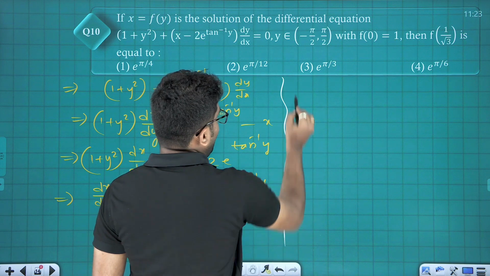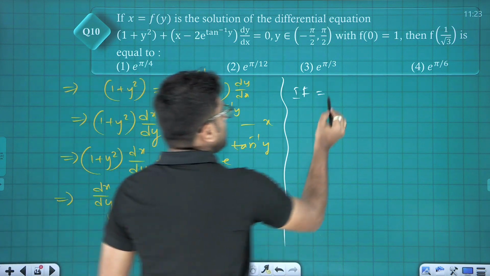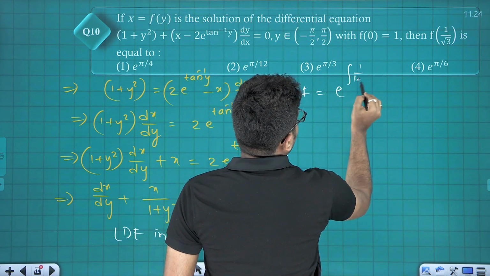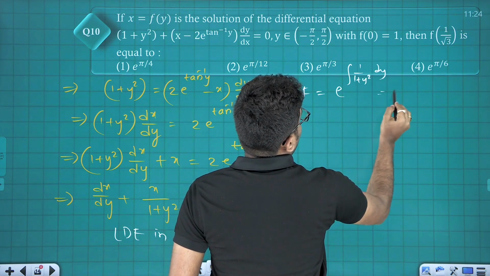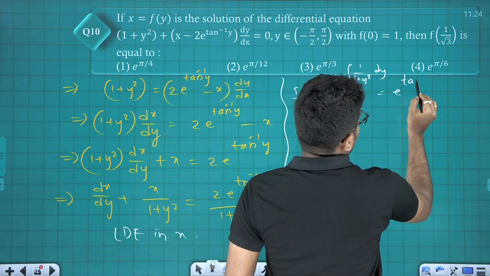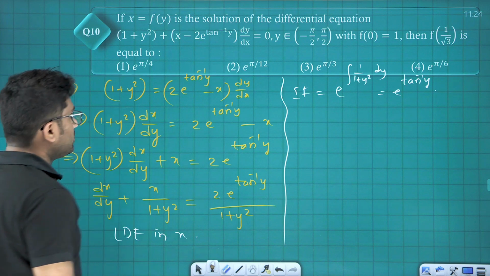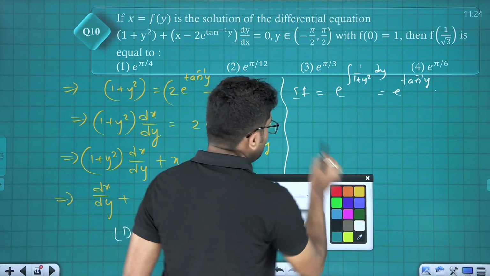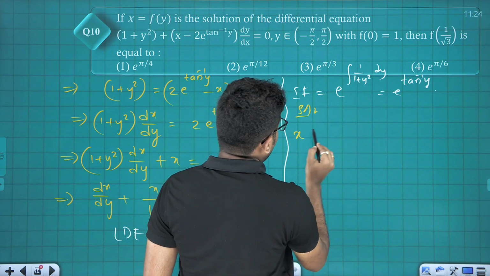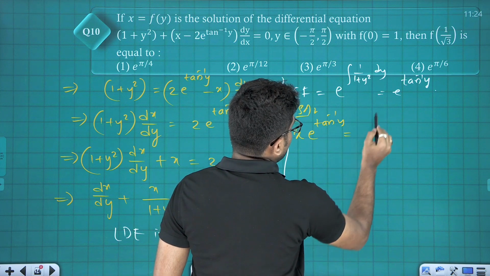So first we find IF. IF is integrating factor. Integrating factor is e power integral P dy. P is 1 by (1 + y²) dy. Integral of 1 by (1 + y²) is tan inverse y. So which is equal to e power tan inverse y. Now let's see this. What is the solution now? So finally the solution is x into IF, e power tan inverse y, is equal to integral of Q.